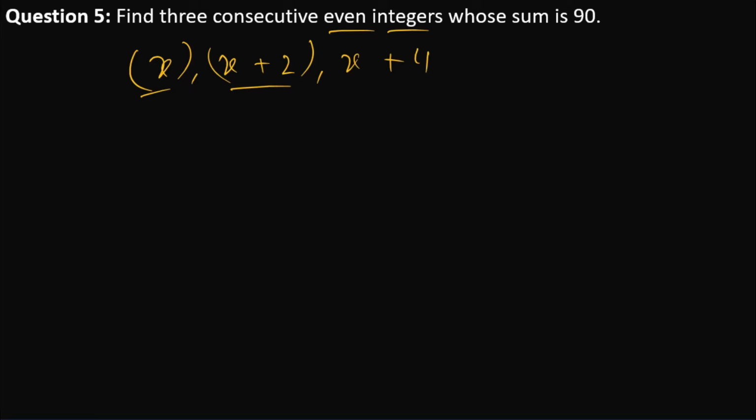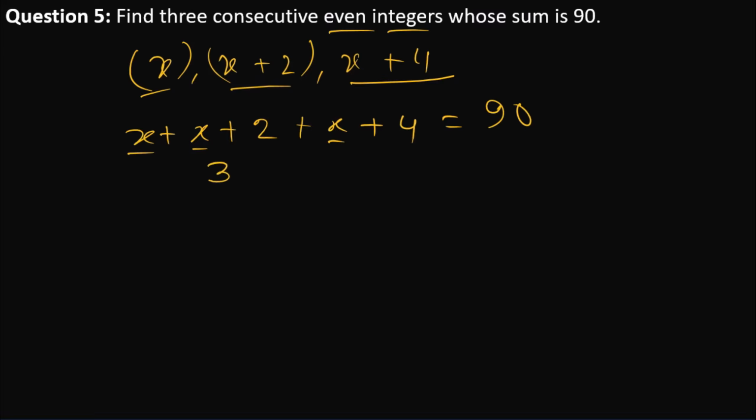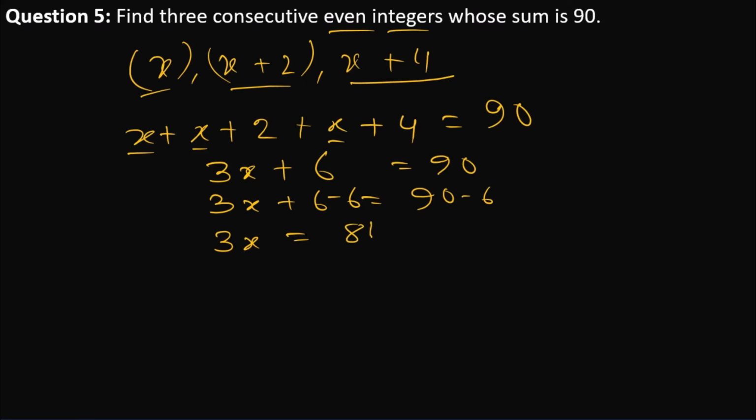If we add the next term, 4, we'll get another even number. So all these 3 numbers' summation will be 90. So here x plus 2 plus x plus 4 equals 90. Here you can see 3x plus 6 equals 90. So 3x plus 6 minus 6, 90 minus 6, so 3x equals 84.